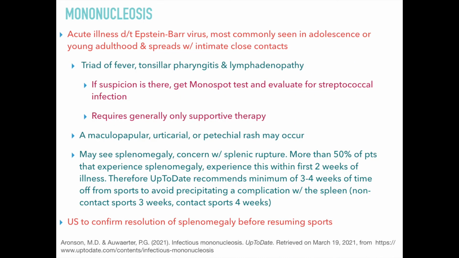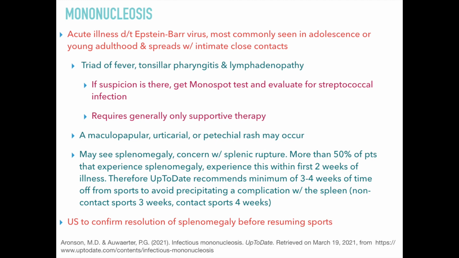All right, so this slide here covers mononucleosis, and this is an acute illness due to the Epstein-Barr virus. It's most commonly seen in adolescence or young adulthood, and it spreads with intimate close contacts. So we'll see a triad of fever, tonsillar pharyngitis, we might see tonsillar exudates that are white or grayish green or even necrotic appearing, and then lymphadenopathy. If we have a suspicion for mono, then we'll go ahead and test for that, but we'll also want to evaluate for strep. Mono generally requires only supportive therapy.